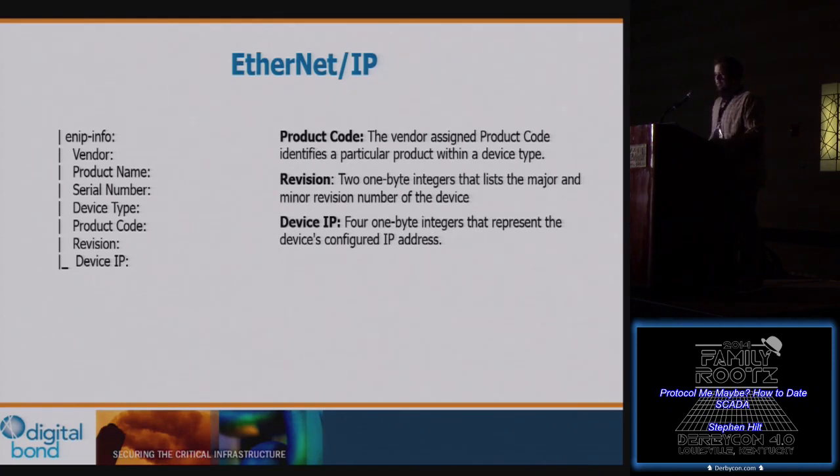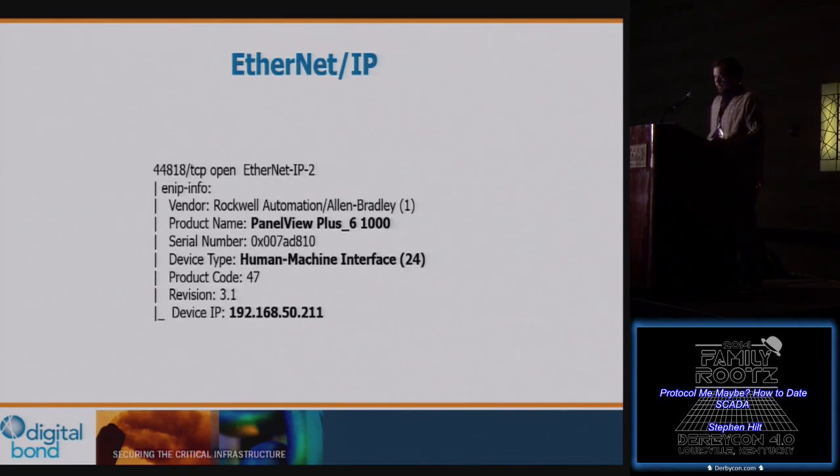You also get the product code, revision number, and then the device IP address is the information we're pulling out of the packet. Here's an example of a device. It is a PanelView Plus, listed as a human-machine interface, which it is. PanelView Pluses tend to be Windows CE or Windows XP embedded. So that's kind of interesting to figure that one out just by pulling that information out of it. Its serial number. And then 192.168.50.211 is not the IP address that was scanned. So this one is behind a NAT or a firewall.